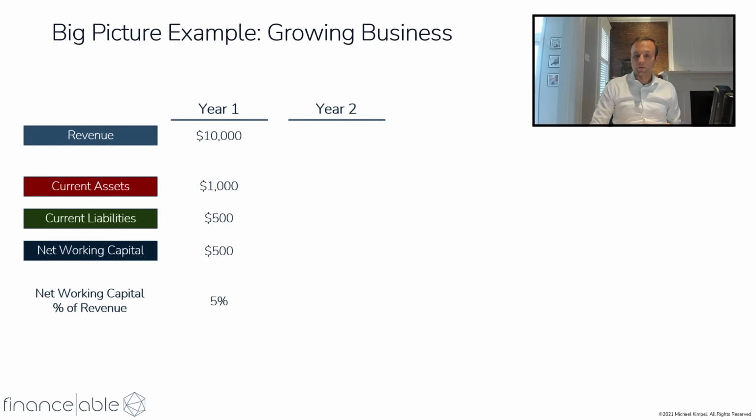So in year 2, we're going to assume that the working capital of the business remains proportional to sales, so it goes in line with sales as sales grow. And we're going to look at the cash impact of our growth in working capital. In year 2, we are going to assume that revenue doubles. It grows from 10,000 to 20,000. And as a result, everything in working capital doubles as well. So our current assets go from 1,000 to 2,000.